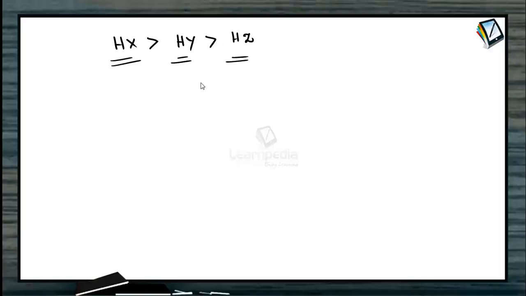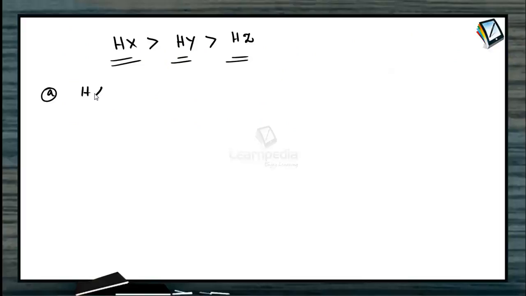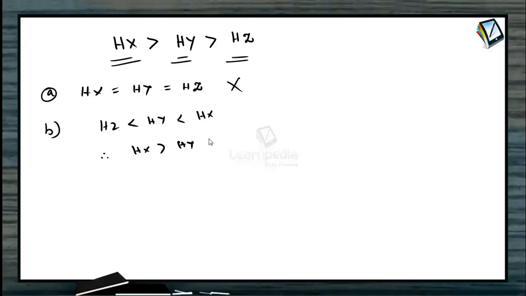Now taking this into account, let us select the correct answer from the given options. We find A as HX equals HY equals HZ. This indicates that all three are equal in strength. If all three acids HX, HY, HZ were equal in strength, then all three salt solutions would have had the same pH value of 7. So therefore A is definitely wrong. Then B is given as HZ less than HY less than HX. In other words, HX is more than HY, which is more than HZ. Therefore, this option B is right.